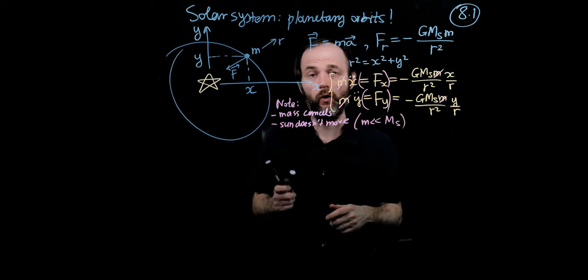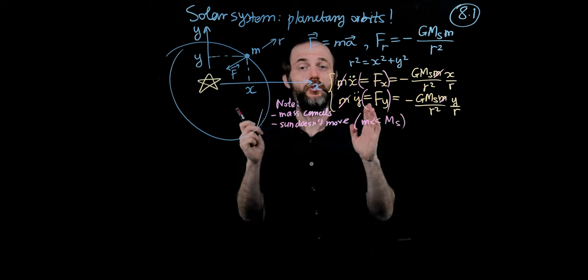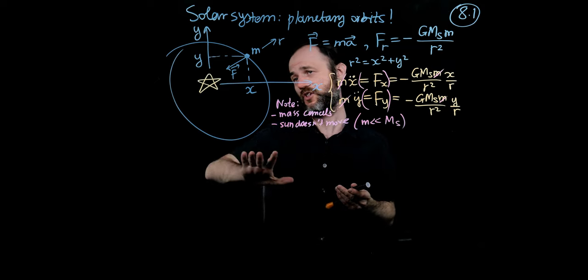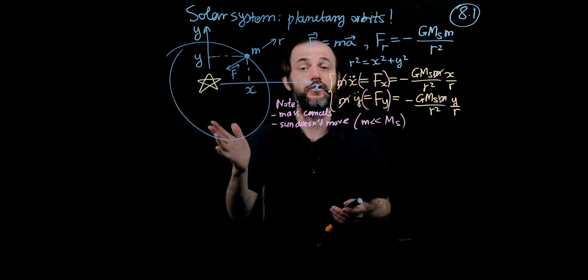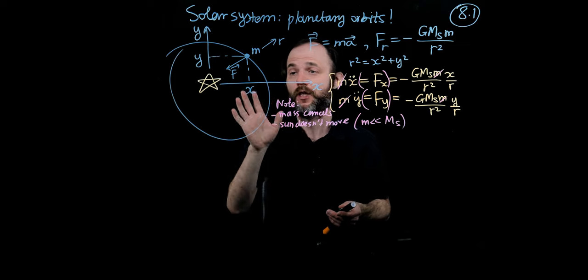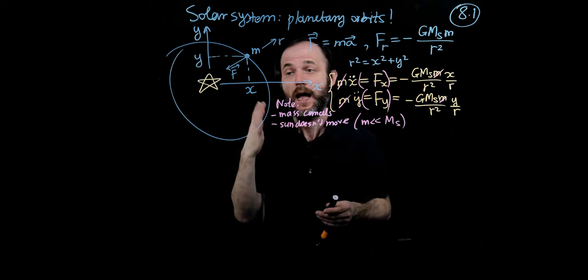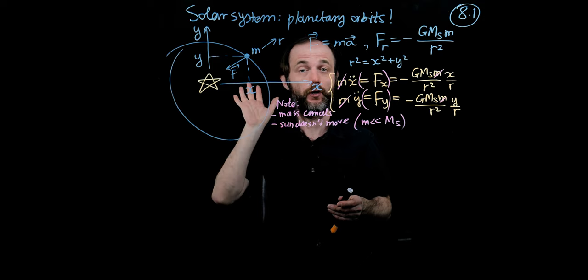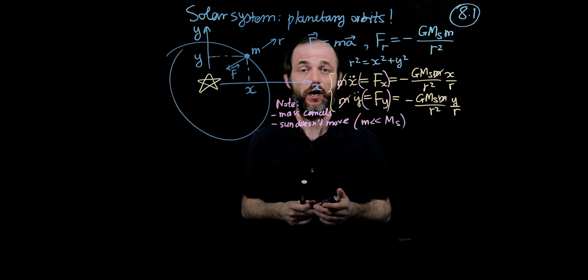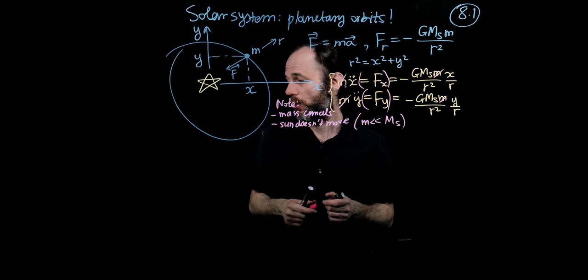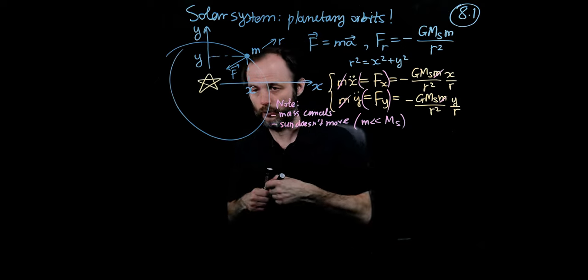Perfect. So now let us specialize to the case of a circular motion. So this kind of weird orbit that's not even closed, it's supposed to be closed, we'll see in a second, in the case of a planet around the sun, this planet will be going on a circular orbit with a constant radius, with a constant distance towards the center. And so we're going to start with a circular motion.